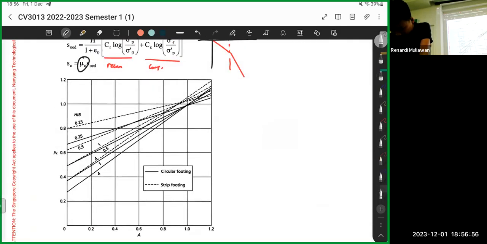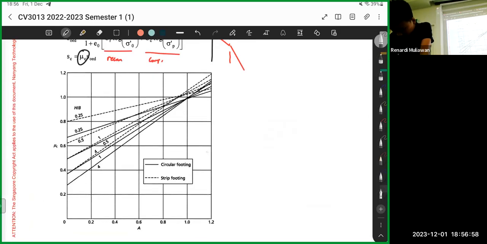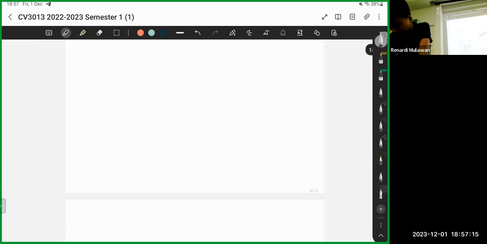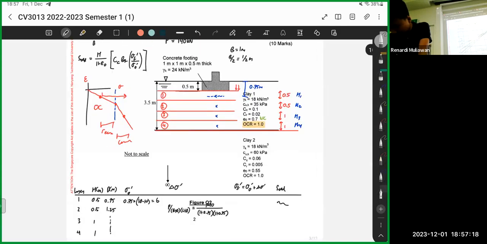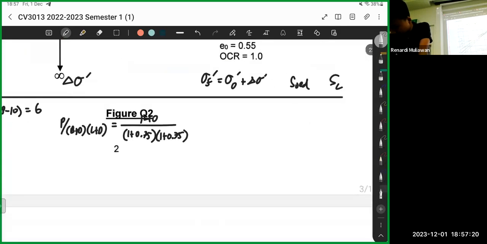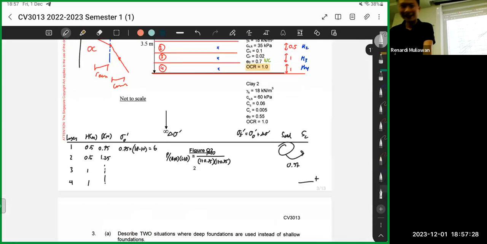Mu C is based on your area. So your area is 1, right? So you bring it up to here. It's around 0.9-ish, 0.97 maybe. So your SC, you just multiply this by 0.97 and then you add everything up. Okay, any questions? This one has a lot of concepts.